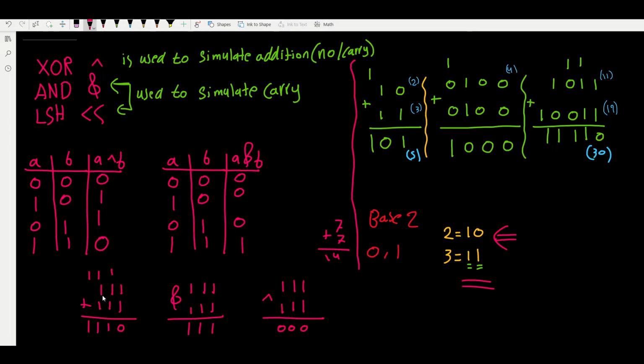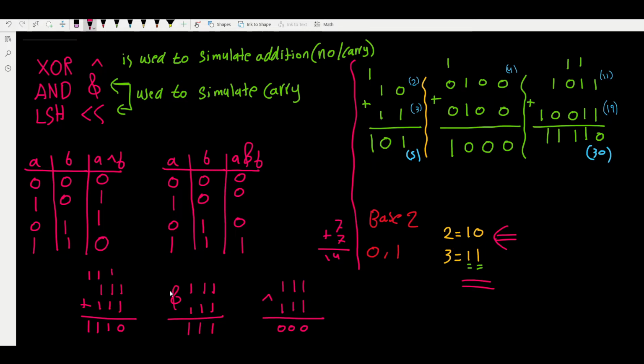Now what do we notice? Well, we know that each addition here will give us a carry. And that's why the exclusive OR gave us all zeros, because it simulates addition with no carry. So that's why we are missing all the carries. But let's look at the AND. The AND is giving us all 1s because A and B are the same. Well, 1 plus 1 will give us a carry. 1 plus 1 will give us a carry. 1 plus 1 will give us a carry.